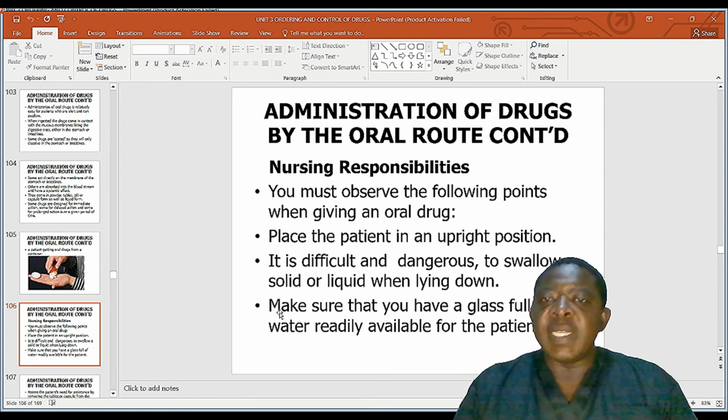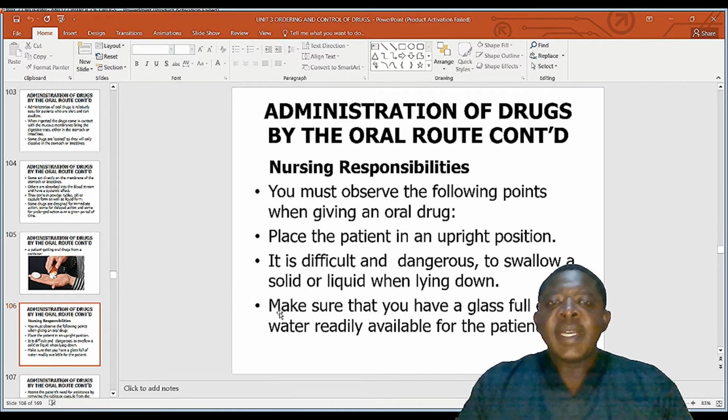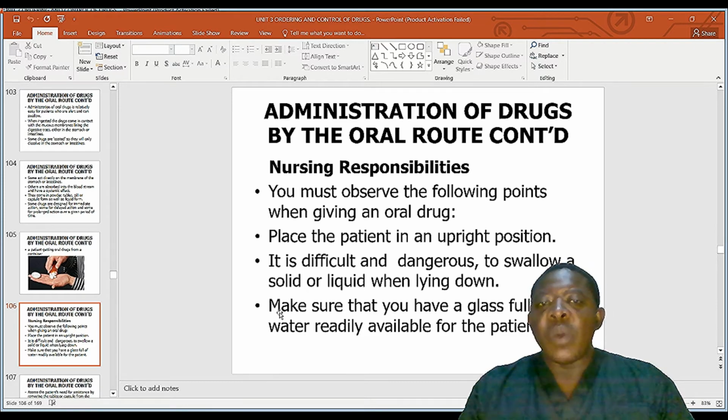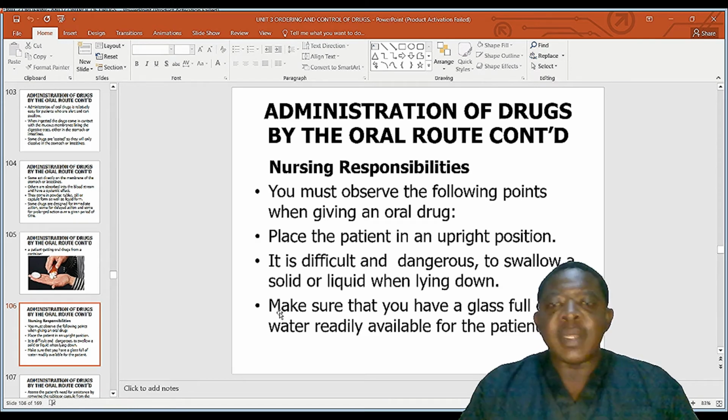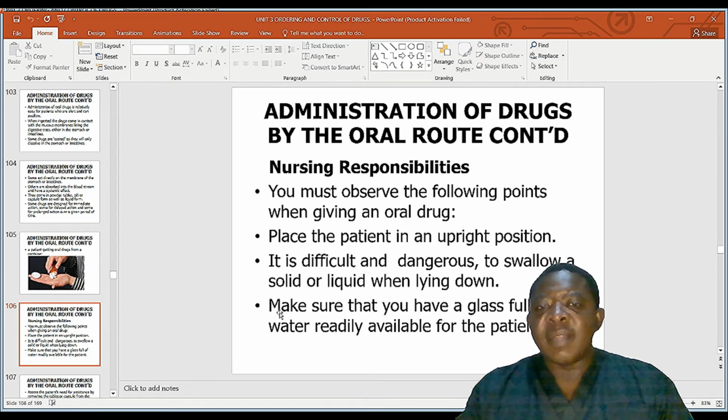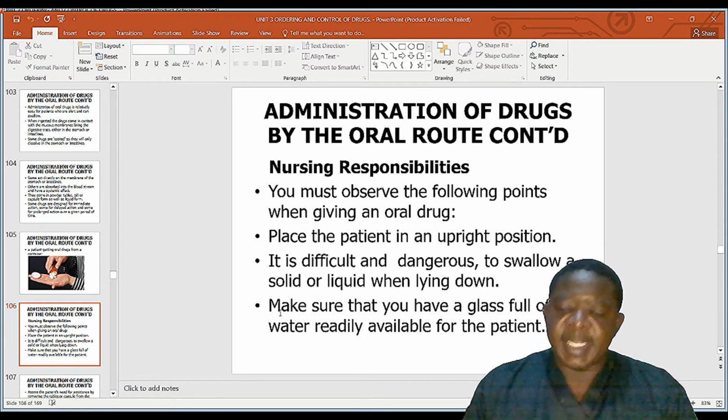Place the patient in an upright position. It is difficult and dangerous to swallow a solid or liquid when lying down. Make sure that you have a glass full of water readily available for the patient.